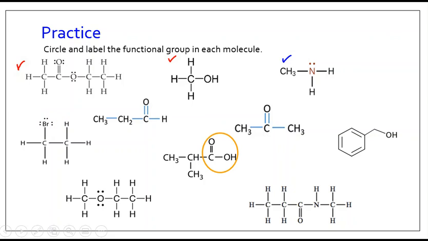All right, this one right here, smack dab in the middle. It's on the end, and we not only have a C double bonded to an O, but we also have the OH. That particular case, what is it going to be? C double bonded to an O with the OH, a carboxylic acid. Exactly right.